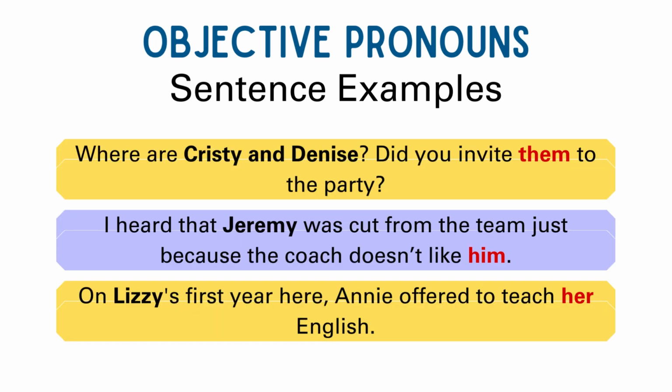Okay, let's get going. Now we turn our attention to objective pronouns. The first sentence reads, where are Christy and Denise? So here, Christy and Denise are the subject. However, in the second sentence, they become the receiver of the action instead of the subject. They are the ones being invited, so they now are the object. So we say, did you invite them to the party?